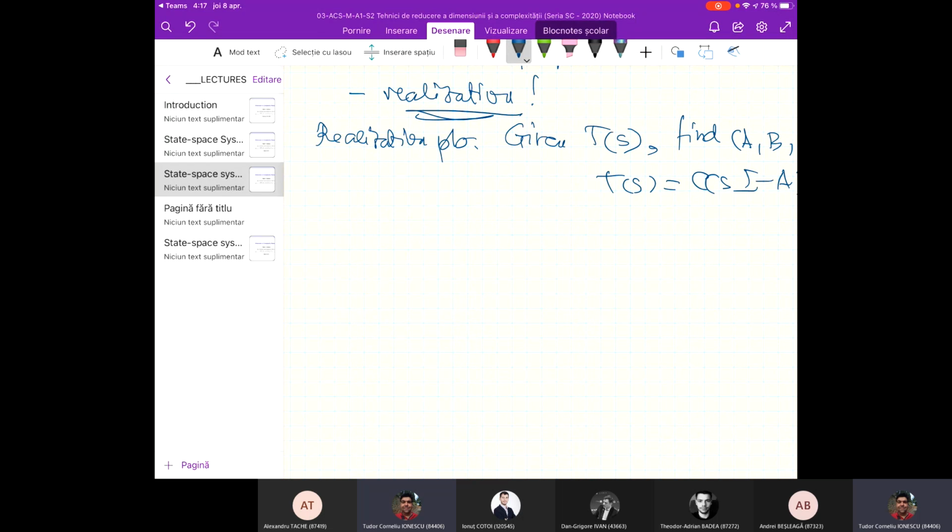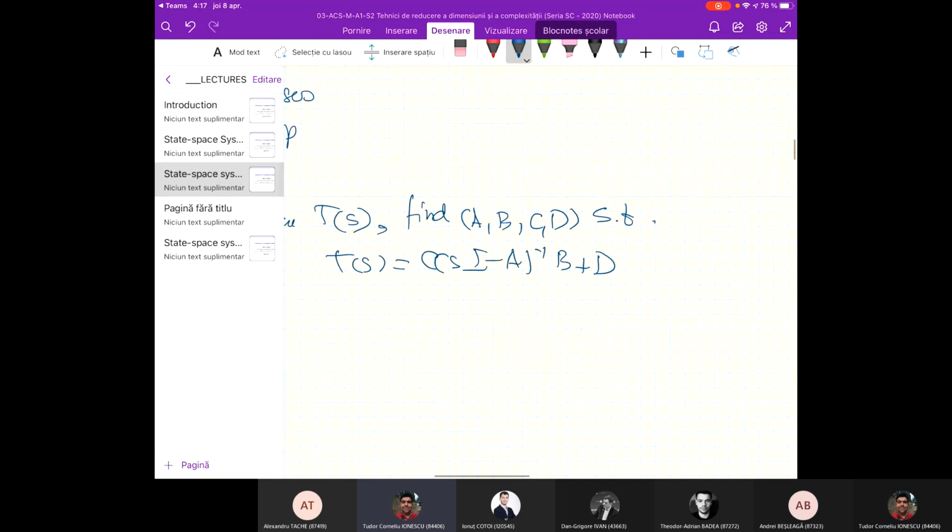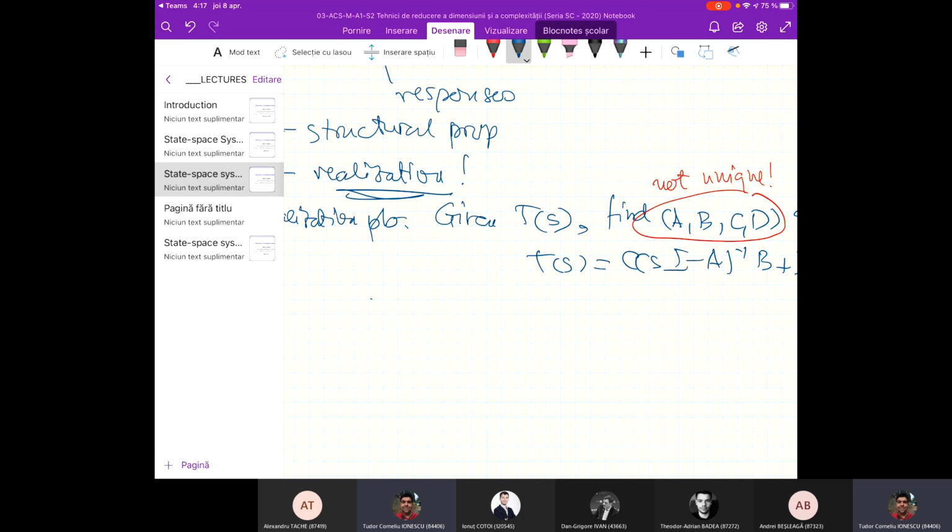Okay. First of all, ABCD is not unique, unfortunately. Okay. This is not unique. And then we had the canonical controller form and the canonical observer form. I'm using the Romanian acronyms. Realizare standard controlabilă, realizare standard observabilă. Okay, the controller and the observable.